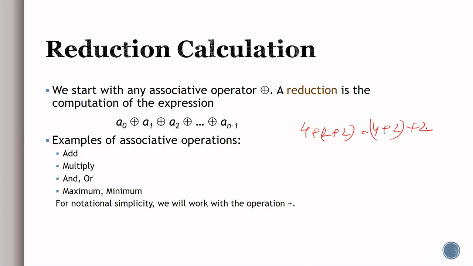But subtraction is not an associative binary operator. As you can see, 4 minus 2 minus 1, which will be equal to 3, whereas in the other grouping, 4 minus 2 minus 1 is equal to 1. So as subtraction is not an associative binary operator. Finding the maximum among the values is also an associative operator.